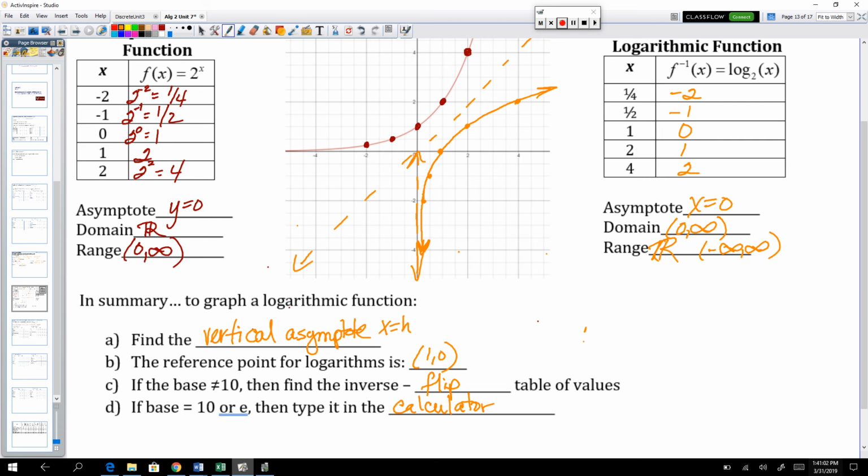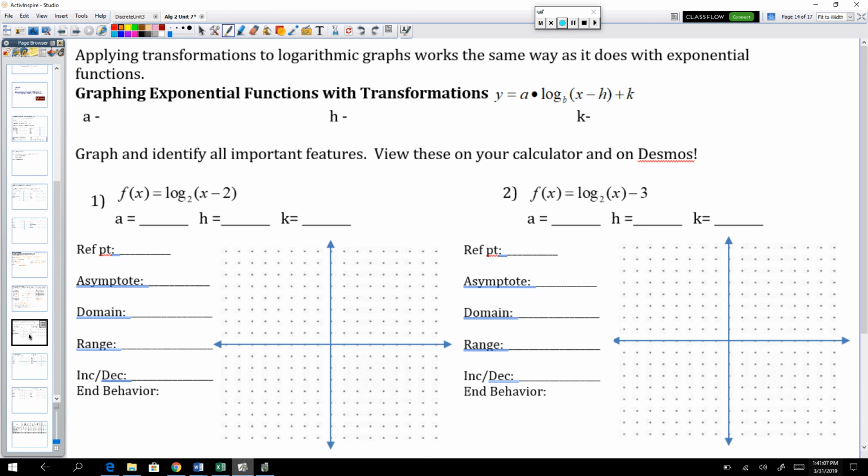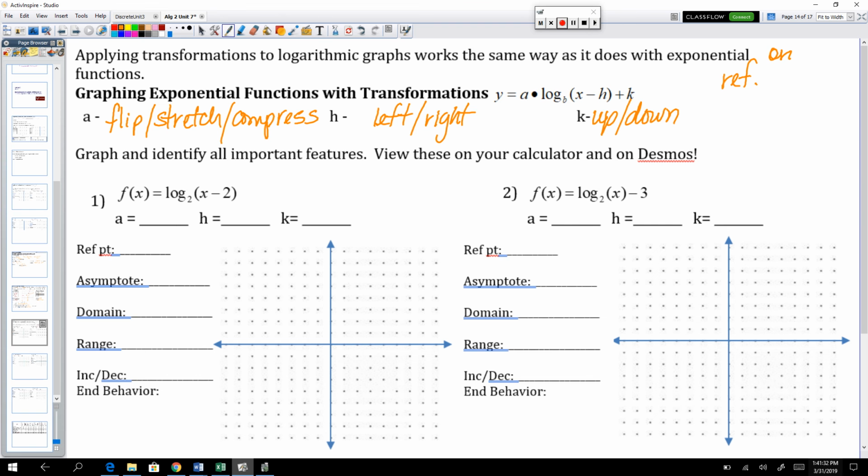Okay. So let's jump into translating some of these and sort of take away the mysticism behind them. Applying transformations to logs works the same way as it does with exponentials. Your A is in charge of flip, stretch, compress. Your H is in charge of left, right. And of course we change the sign for that. And your K is in charge of up, down. Don't forget that your original reference point is 1, 0. So let's launch right into these.